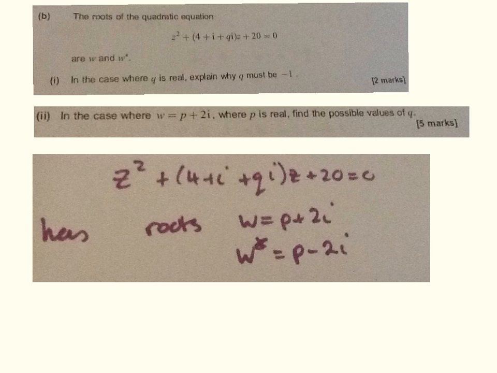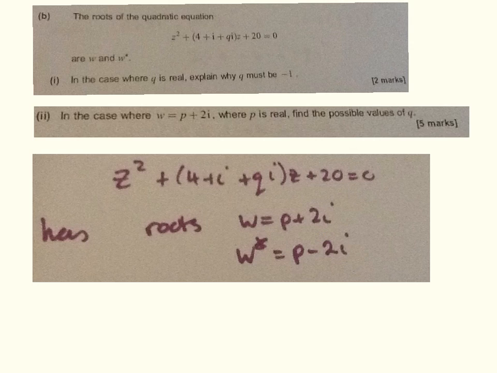So part 2 says, in the case where w equals p plus 2i, and where p is real, find the possible values of q. So, what do we know? We know that we've got this equation, and in part A we're told it has roots w and w star. We're now told that w is p plus 2i, so I know this, and then I also know w star, the complex conjugate pair in there.